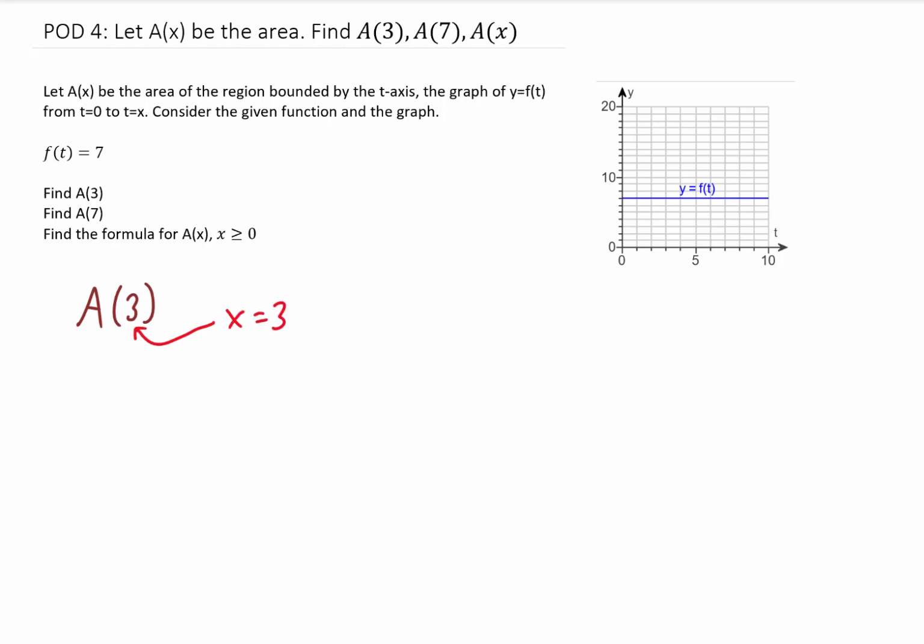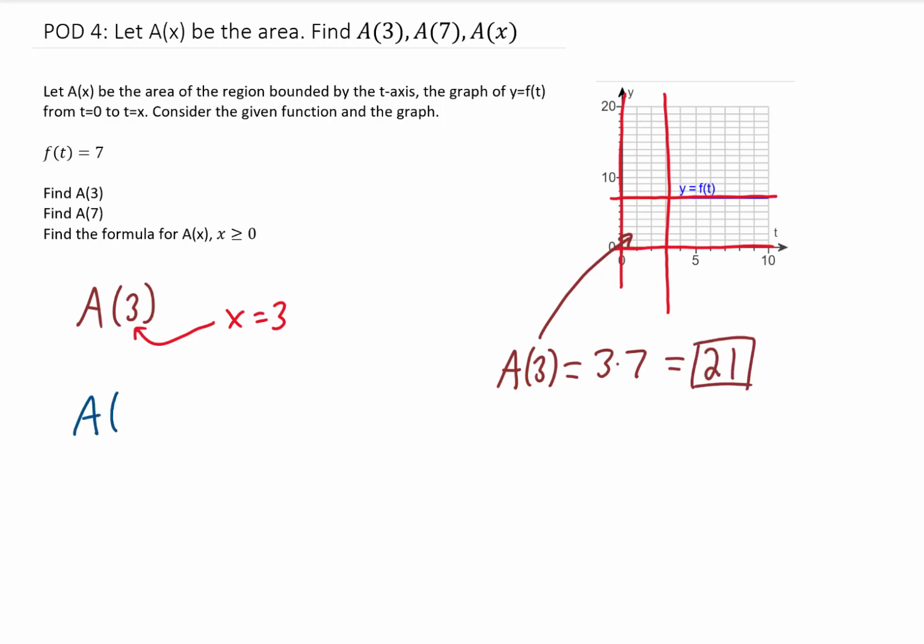So if we go back to the definition of A of x, what that tells us is that this function value is going to be the area bounded by the t-axis, bounded by the given function, bounded by t equals 0, which is this line right here, and bounded by t equals 3, which is this function right here. So the area of this rectangle that's bounded by all of those given functions is A of 3. So if we want to find the area of that little rectangle, we can just multiply its base times its height. Its base is 3 and its height is 7. That gives us a final answer of 21.